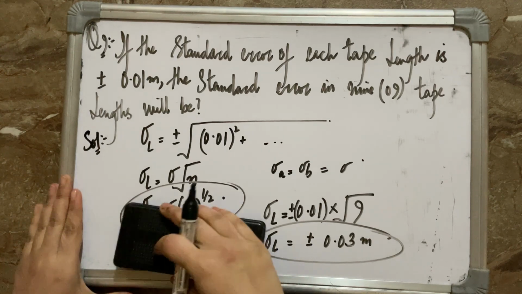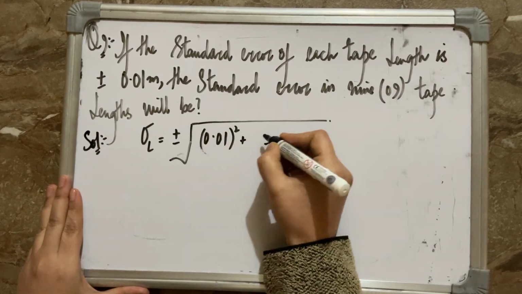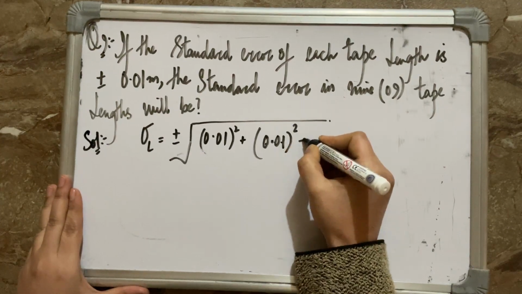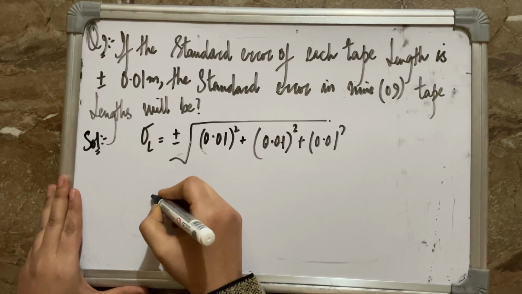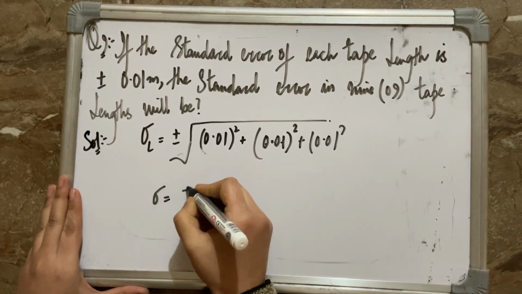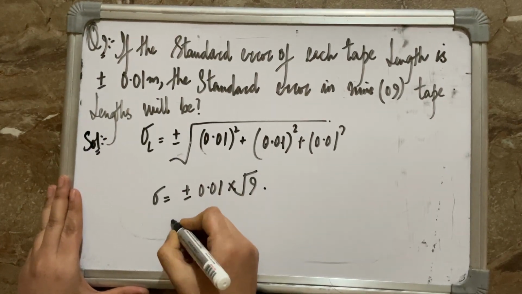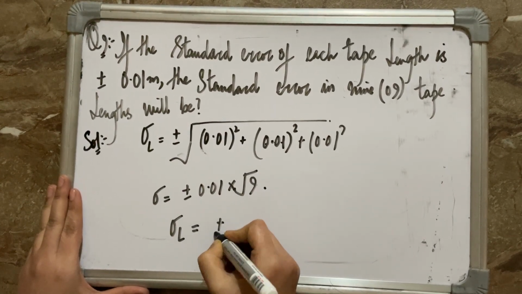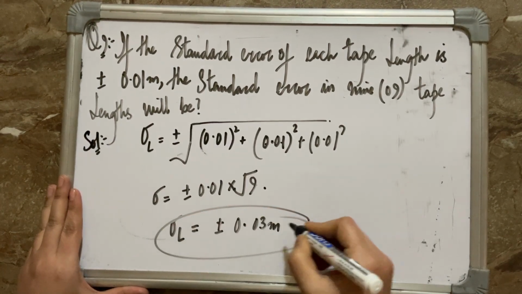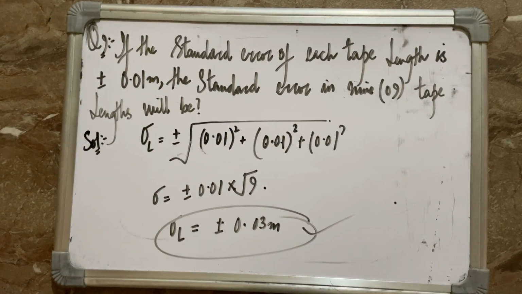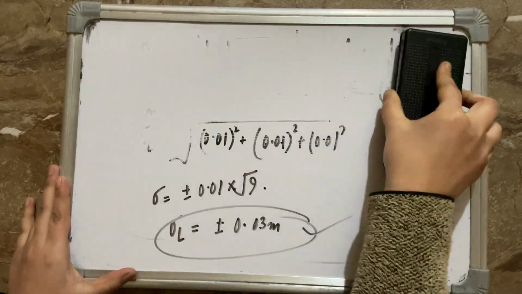The alternative method of doing this was the same one: I had to do it 9 times, 0.01 plus 0.01 plus so on 9 times. We use the general expression, and the sigma was equal to plus minus 0.01 multiplied by under root of 9. So sigma in 9 tape lengths came equal to plus minus 0.03 meters. All right, moving on, let's do the last question, question number 10. Last question for this video lecture.